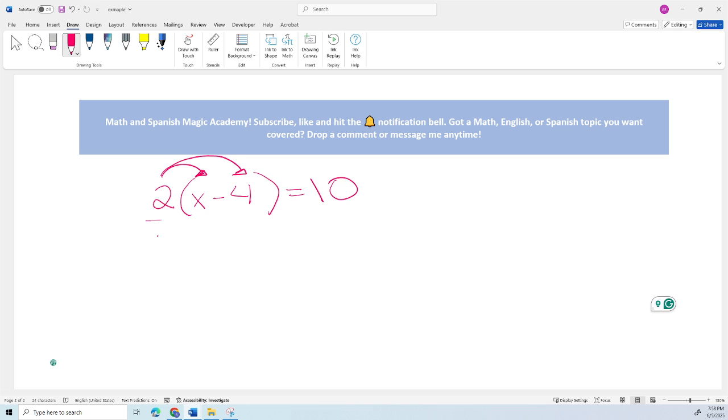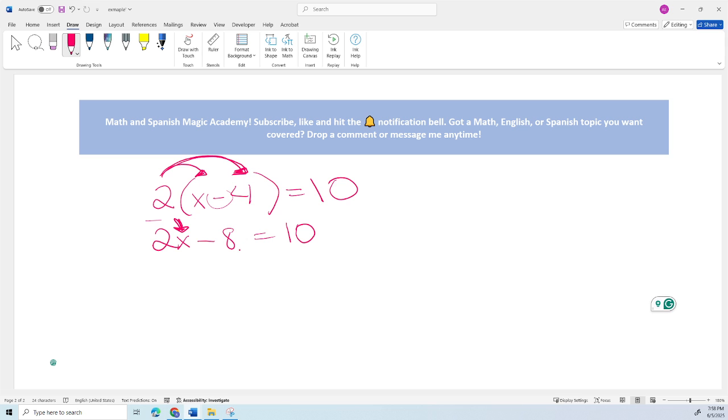So 2 times x is 2x. Then 2 times negative 4. Remember, there's a negative sign here. Don't forget about that. So 2 times negative 4 is negative 8, equals 10. Then I have to simplify, right? I have to isolate x. Remember, isolate means to leave x alone, and we're going to leave the x alone on the left side.